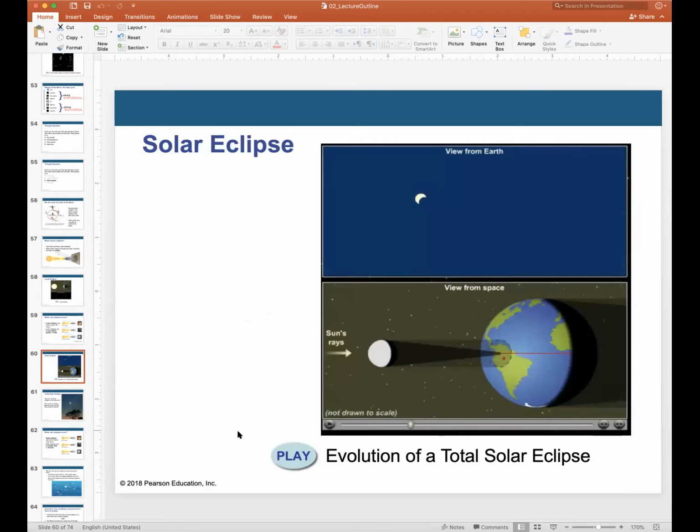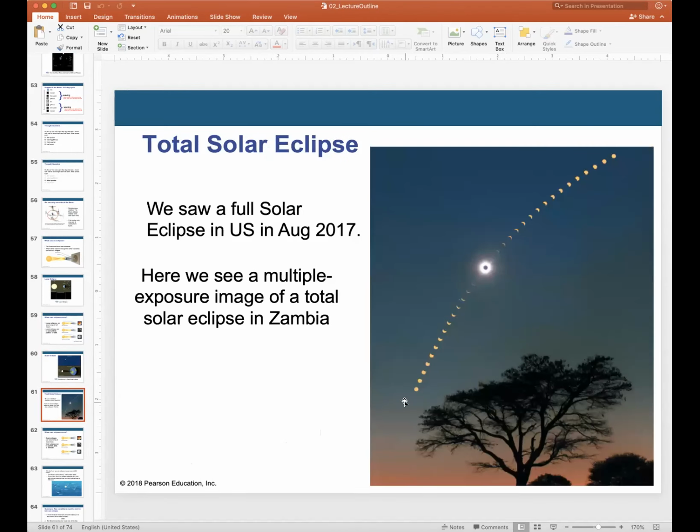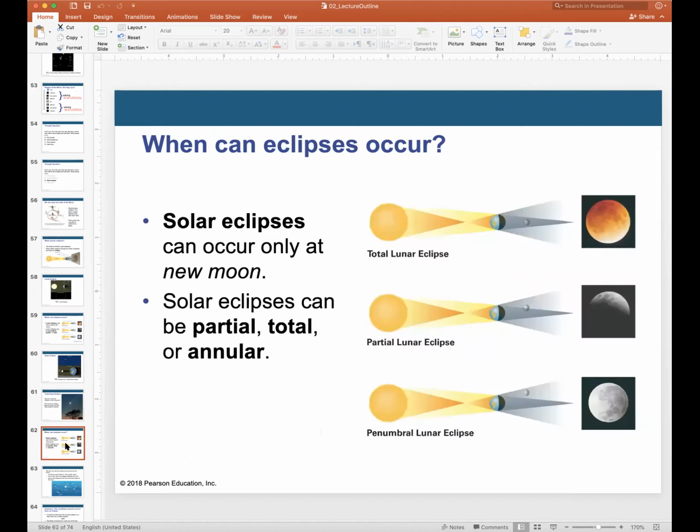Solar eclipses, we just played that video, but I'm pretty sure that most of us have seen one at least once in our lifetime so far. We had it, as I said, in August 2017. Solar eclipses can only occur at the new moon, because you have the sun and the moon on one side.